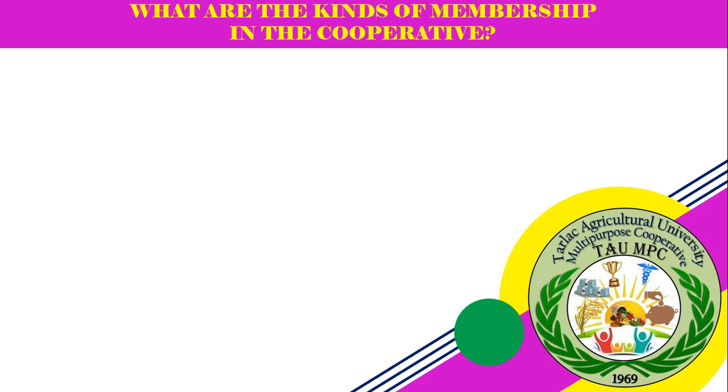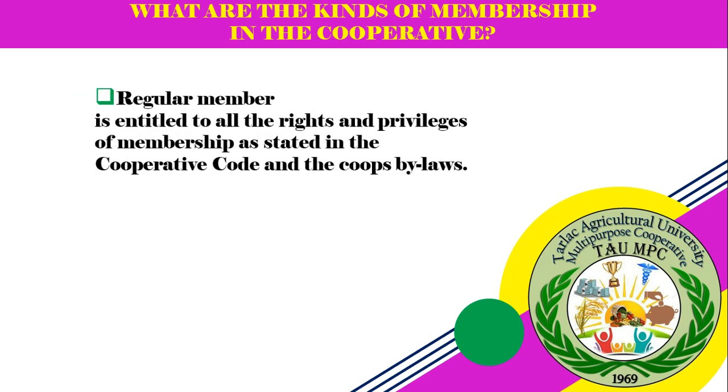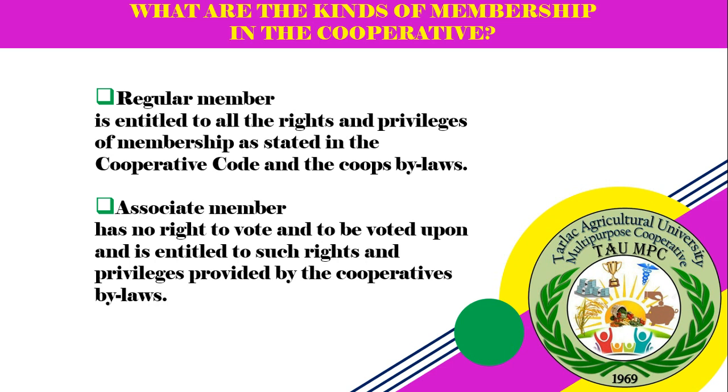What are the kinds of membership in the cooperative? A cooperative has two kinds of members: regular members and associate members. A regular member is entitled to all the rights and privileges of membership as stated in the Cooperative Code and the Co-op's bylaws. An associate member has no right to vote and to be voted upon, and is entitled to such rights and privileges provided by the cooperative bylaws.